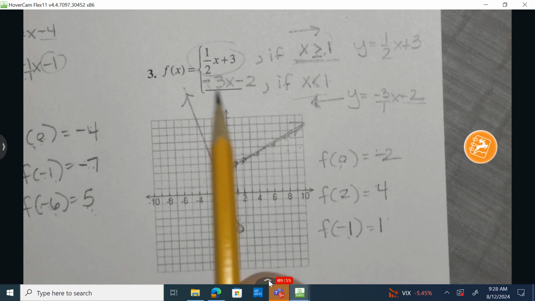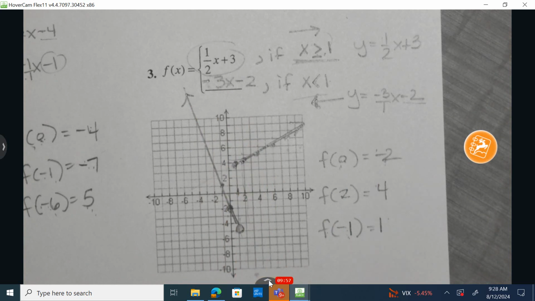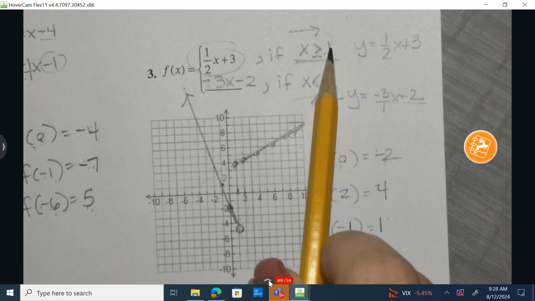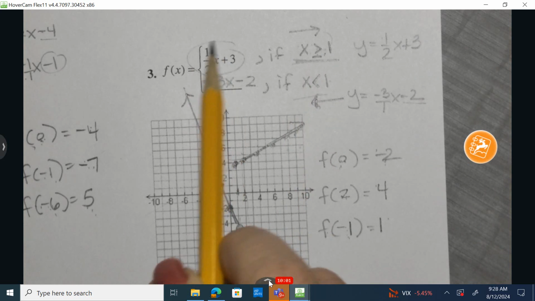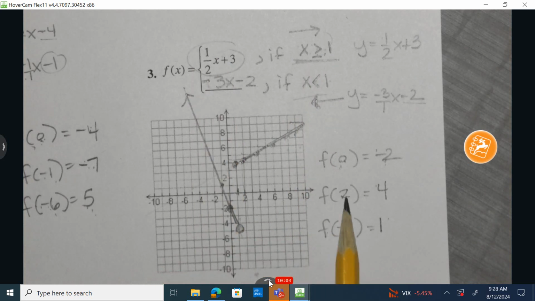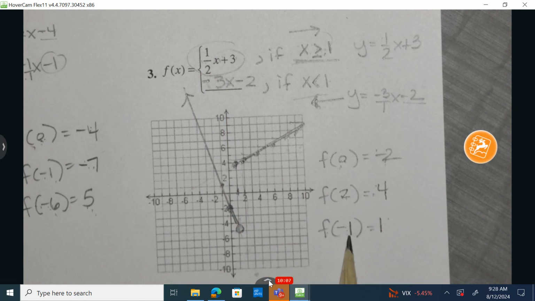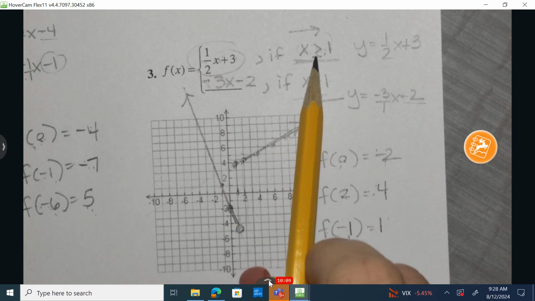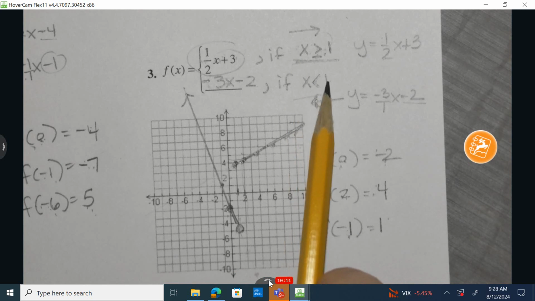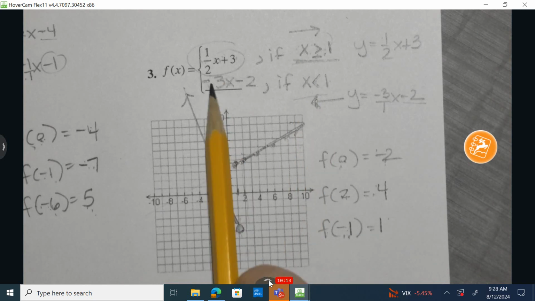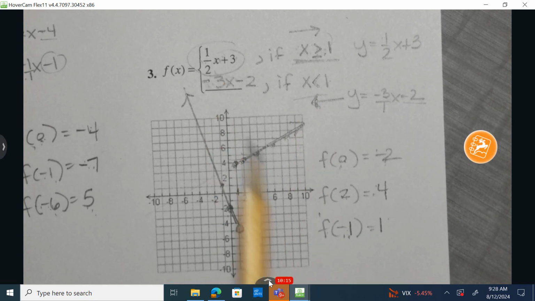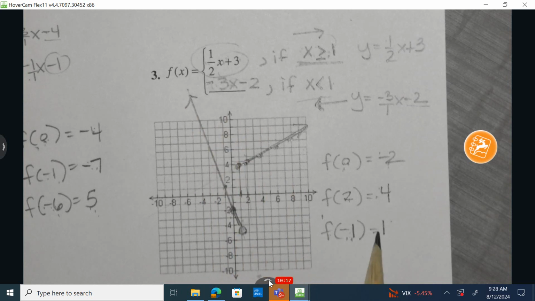Negative 3 times 0 is 0. 0 minus 2 is, in fact, negative 2. Is 2 greater than 1? Yes, it is. So that's why I'll use this particular piece of the function. What's half of 2? 1. 1 plus 3 is 4. Negative 1. Negative 1 is not greater than or equal to 1, but negative 1 is less than 1. Negative 3 times negative 1 is 3, and 3 minus 2 is 1.